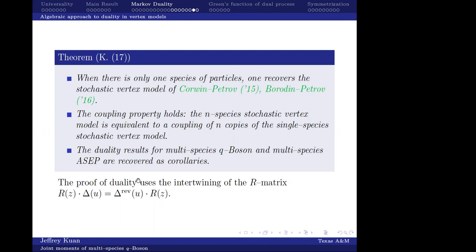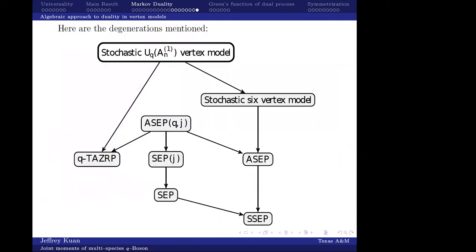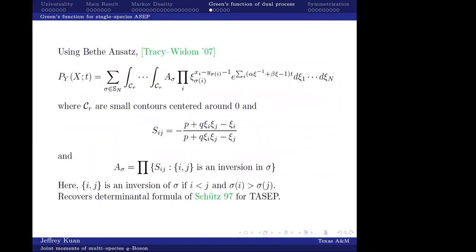Yeah, and the proof of duality, as I said, duality is intertwining, and it uses this intertwining of the R matrix. Okay, so sorry, the font's a little weird. So these are just some of the things I talked about. Okay, so that was the first step, which is that duality reduces the infinite particle system to a finite particle system.